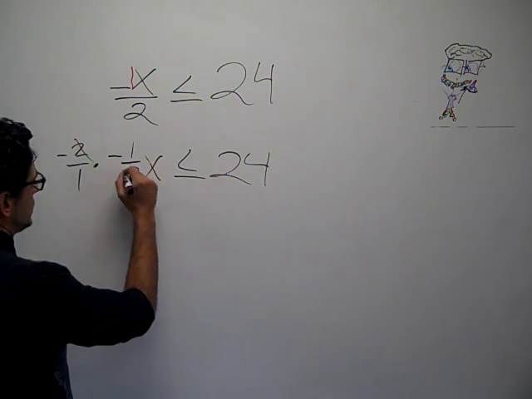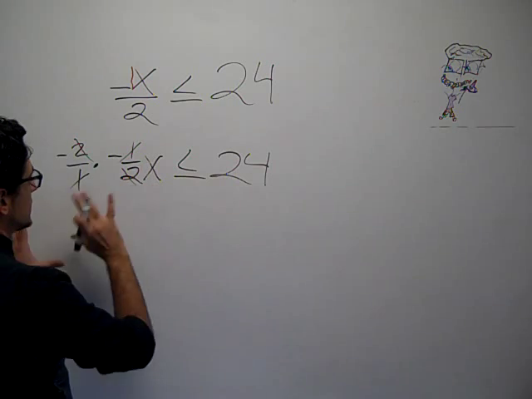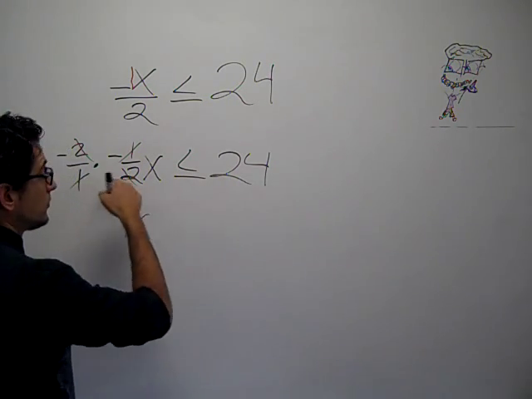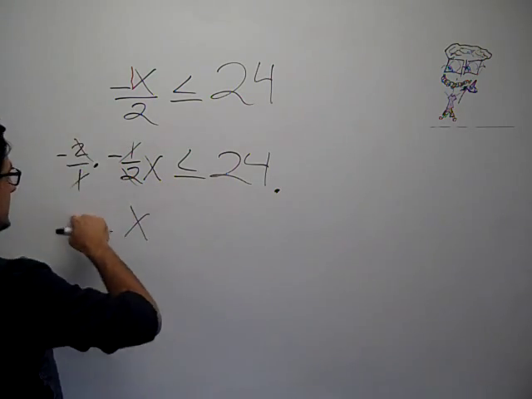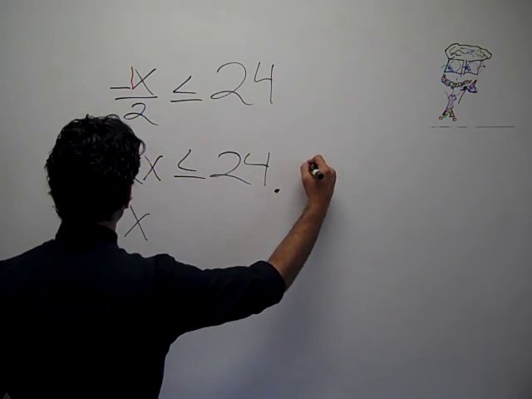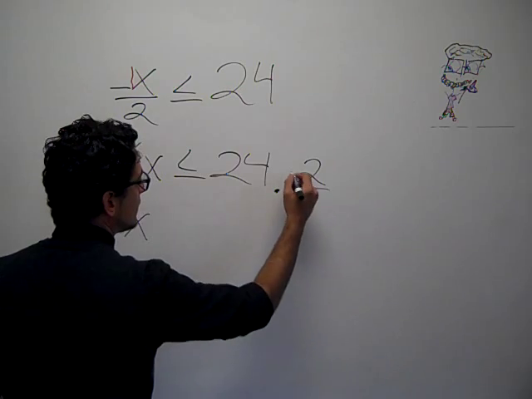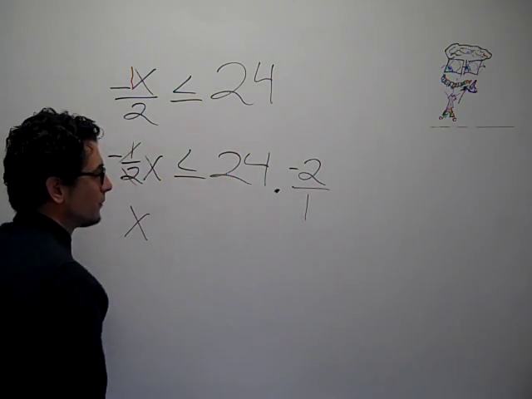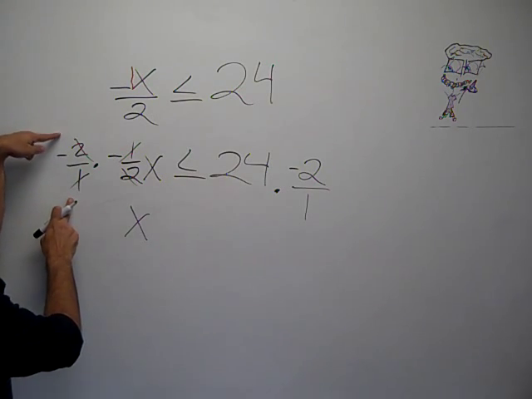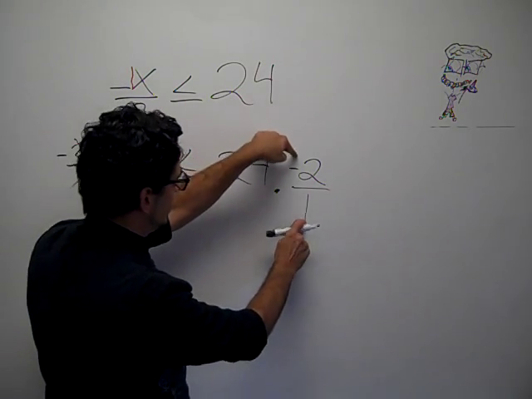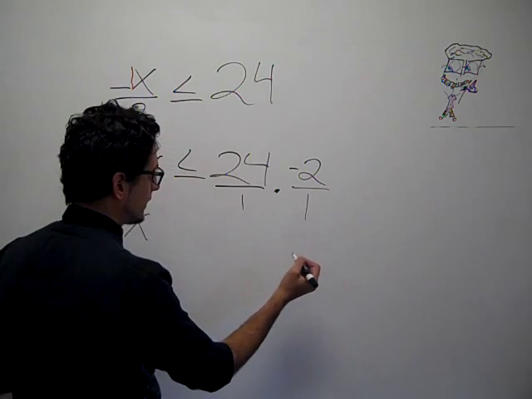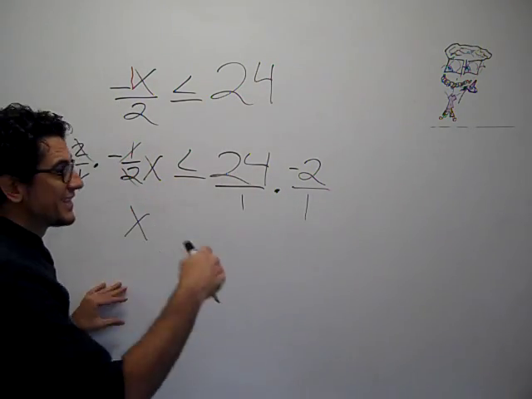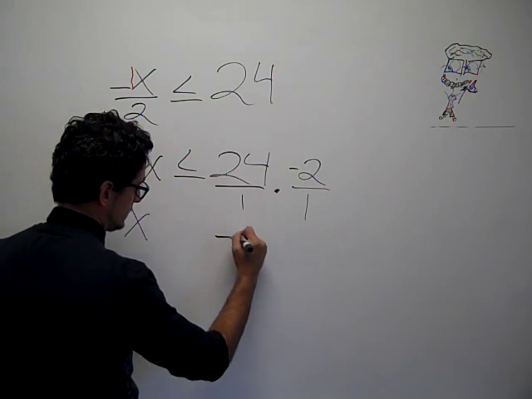Negative 2 and 2, and 1 and 1, so these cancel out, and I'm left with a positive x. But I have to multiply the opposite side as well, because that is the multiplicative property of equality. So I've got negative 2 over 1 multiplying on both sides. Negative 2 times 24 gives me negative 48.